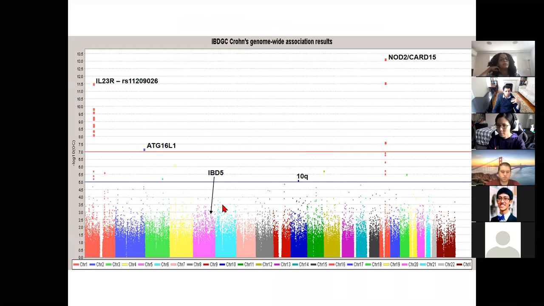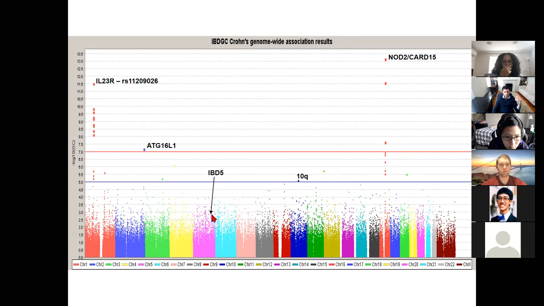So here's the first GWAS for IBD, inflammatory bowel disease. You basically have no hits for most of the genome, except for a handful that, boom, pass this genome-wide significance threshold. So there's NOD2 and IL23R, and then there are some that are begging here to become significant, and so on and so forth. And then IBD5, one of the well-known genes from linkage, was in fact nowhere near significant.